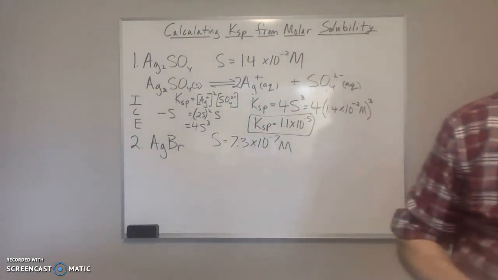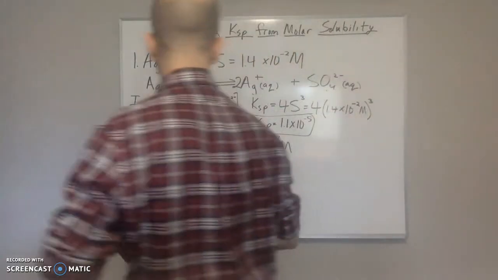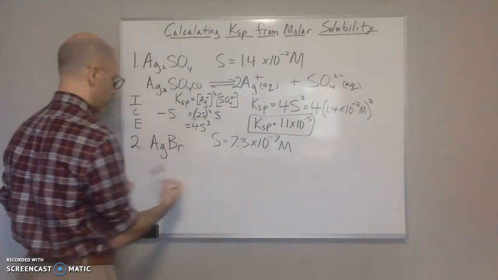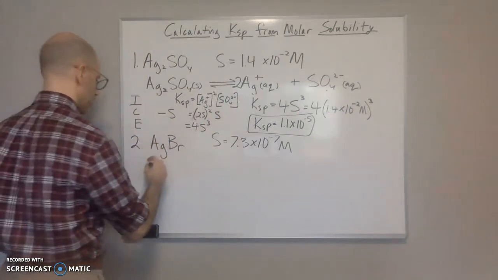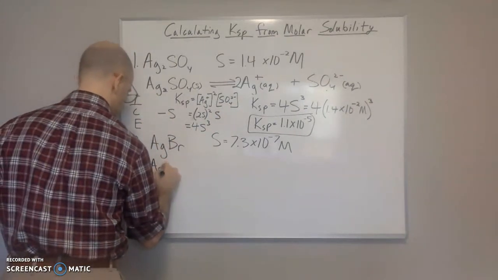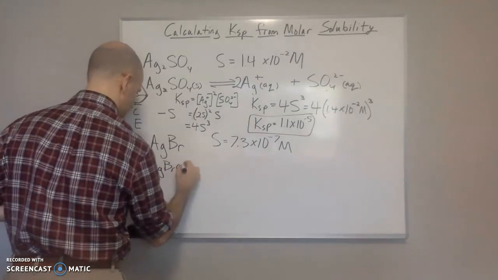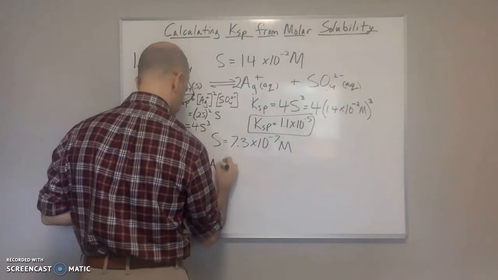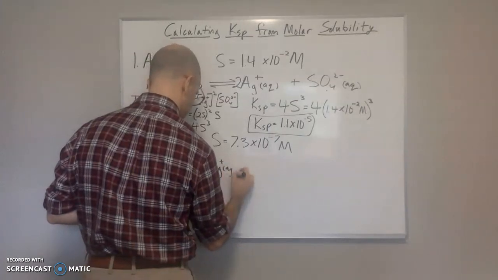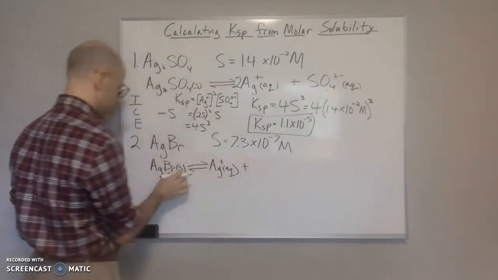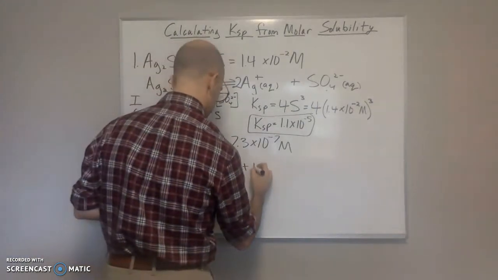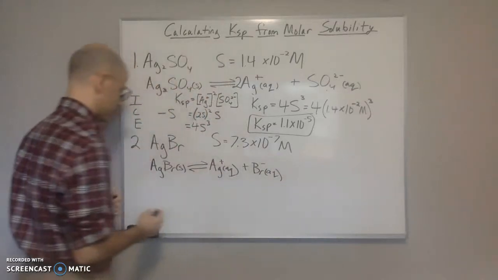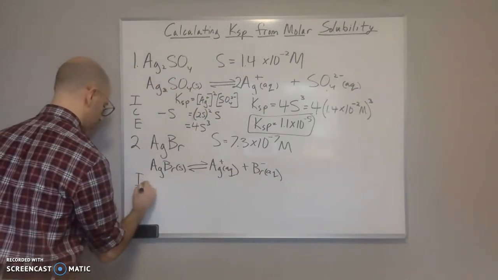Okay, what's the next one? The next one is silver bromide. Here's the molar solubility of silver bromide. We're going to do the same thing we did up here. So we're going to have silver bromide solid, and that's going to break up into ions: again, silver ion, aqueous, plus bromide ion, aqueous. And so we're going to do our ICE table again.